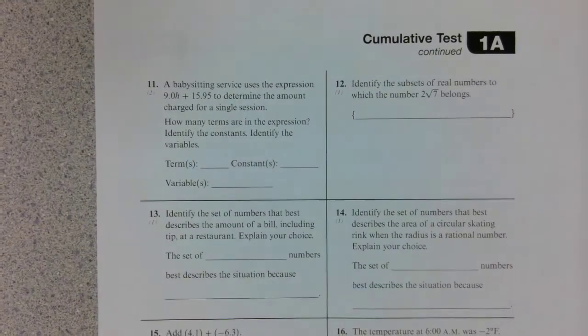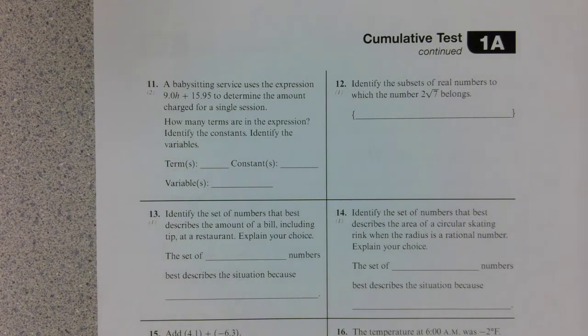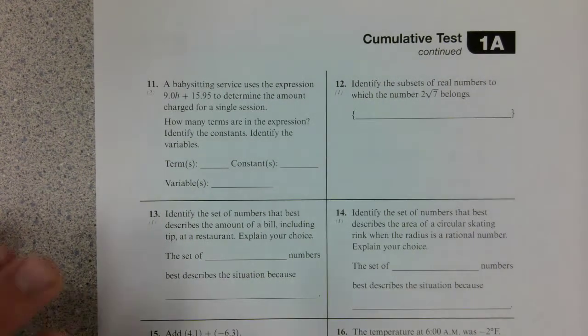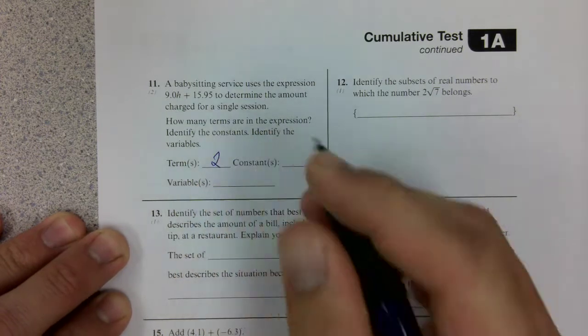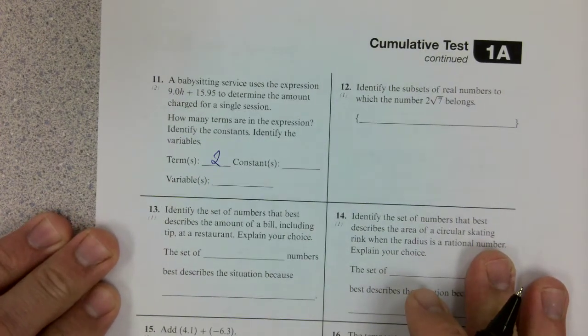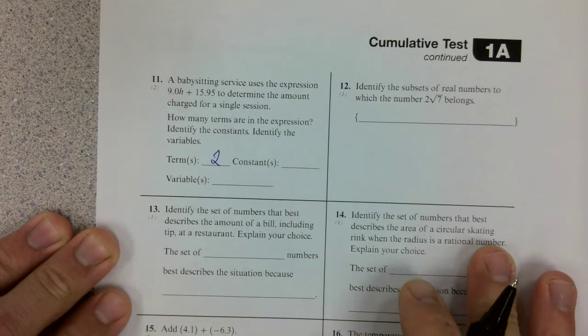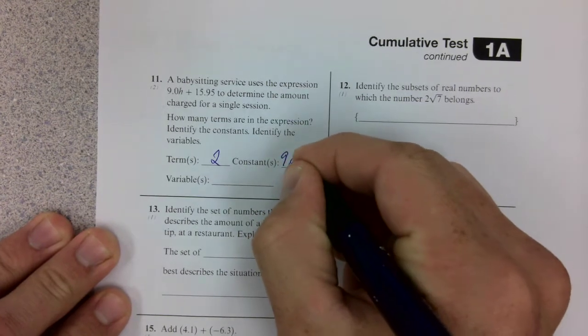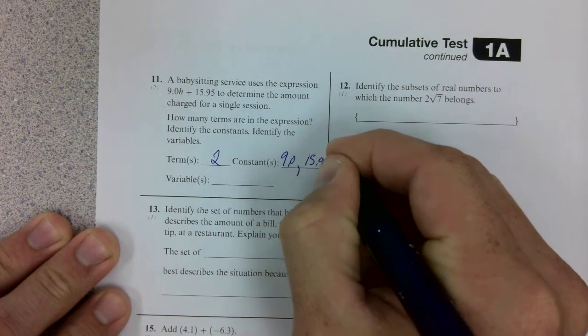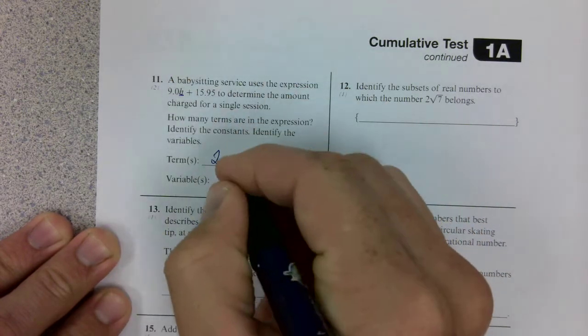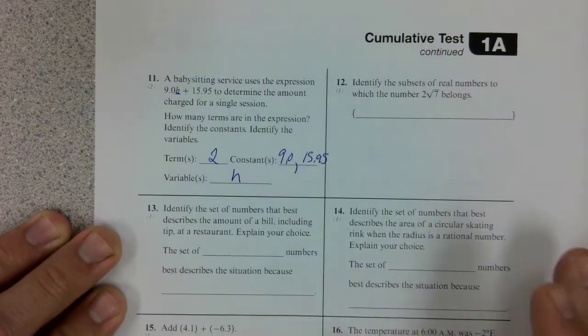Number 11, a babysitting service uses the expression 9.0h plus 15.95 to determine the amount of charge for a single session. How many terms are in the expression? Identify the constants, identify the variables. Well, terms are going to be separated by our plus or minus sign. So here you've got the plus sign, there are 2 terms. Constants are going to be the numbers, and the variables are going to be the letters represented in each. In this case, the constants are 9.0, comma, and 15.95. The variable is going to be the letter that represents a number, that is h.